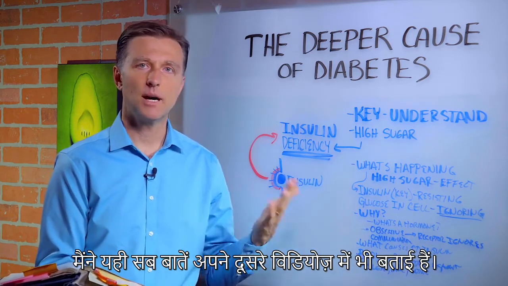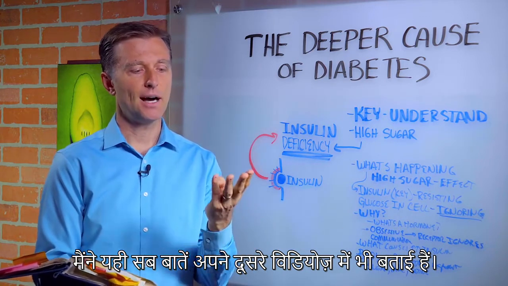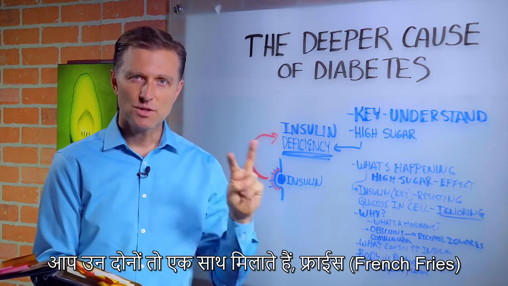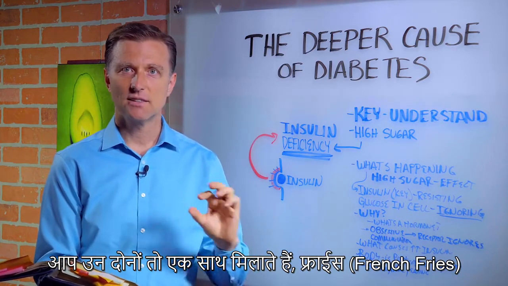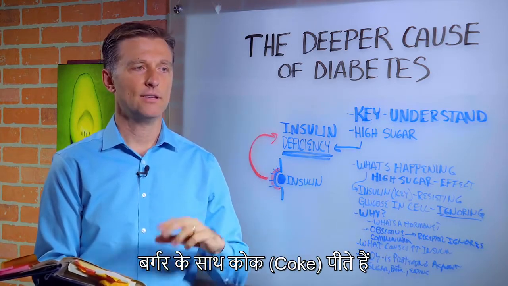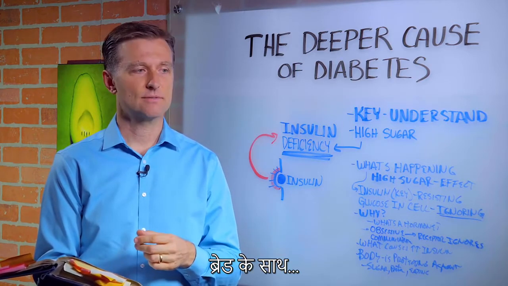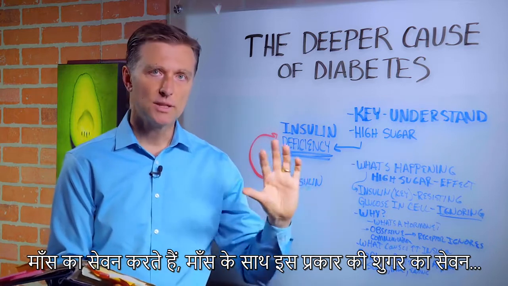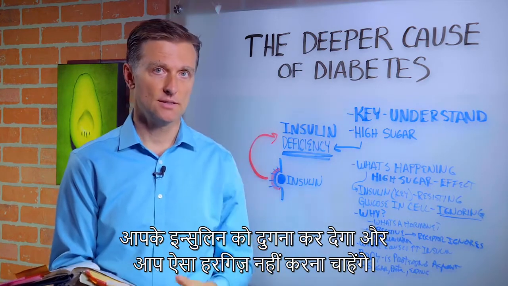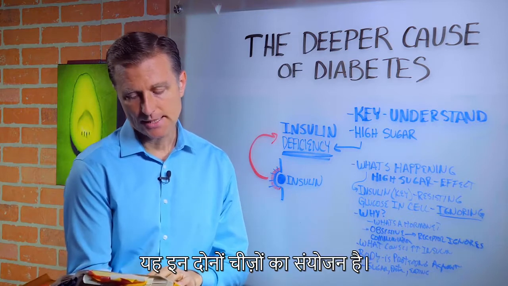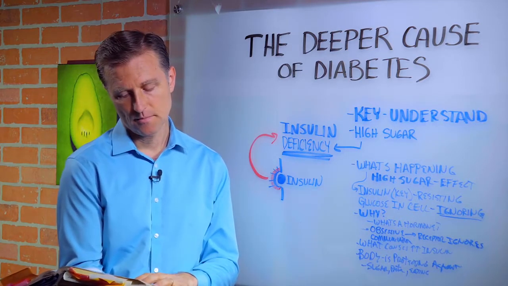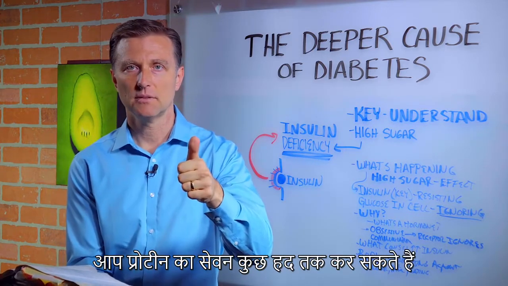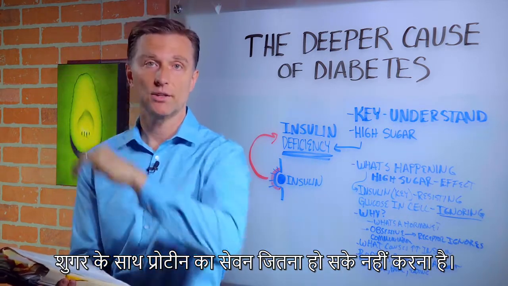And this is what I've talked about in other videos. You take a hot dog with the bun, the ketchup on the meat, you add those two together, fries, a Coke, with your burger, like the breaded meats, all this sugar with the meat will double your insulin. So you don't want to do that. That's the combination of those two things. Next thing, so we know sugar, protein to some degree, protein with sugar to a greater degree.